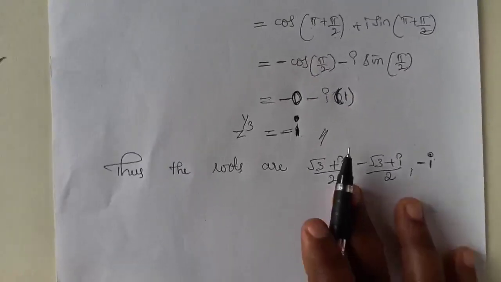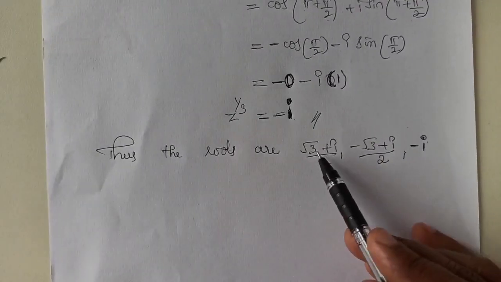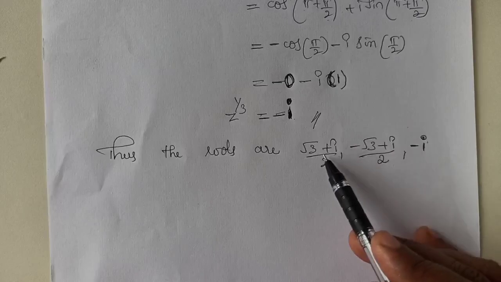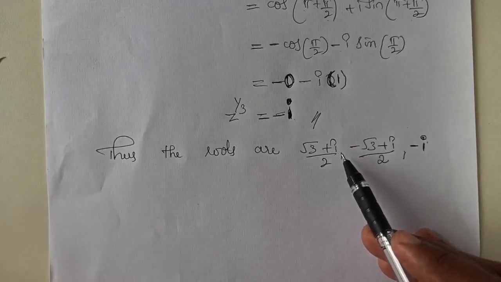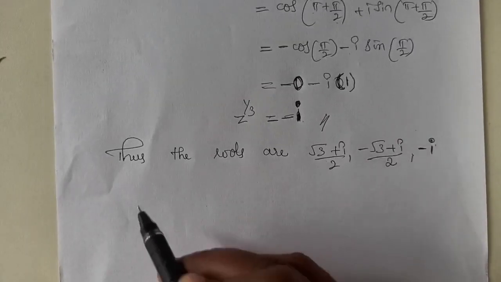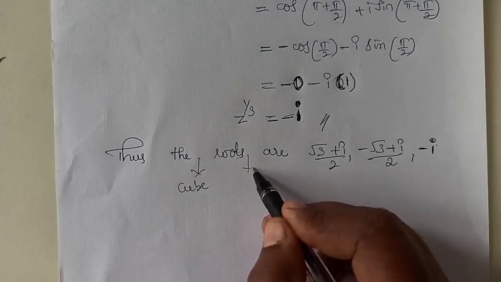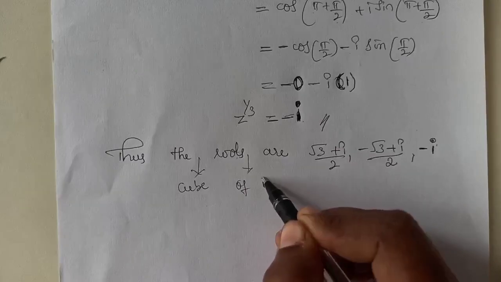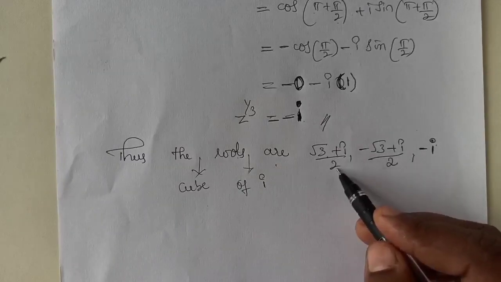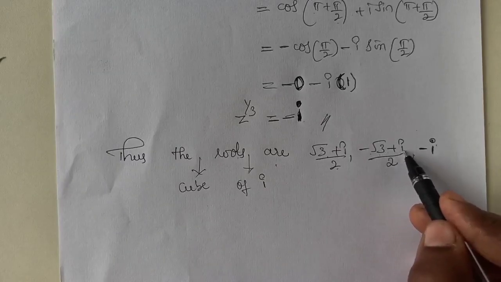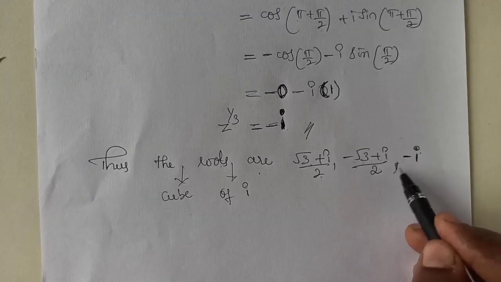Hence the cube roots of i are (root 3 plus i) by 2, (minus root 3 plus i) divided by 2, and minus i.